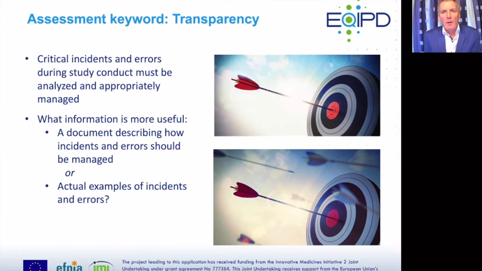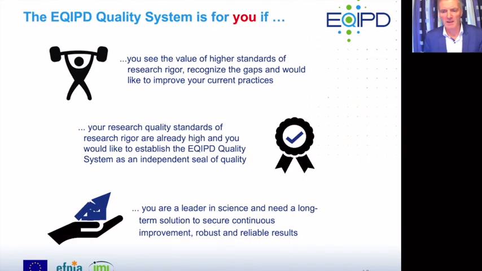Therefore, for eqipd, actual examples of errors are more valuable because firstly, they do demonstrate the quality culture of the organisation, but also they allow us to illustrate an important role of quality management, that it's not to detect mistakes for punishment, but rather to provide information to allow continuous improvement using errors as indicators of where further work needs to be done.